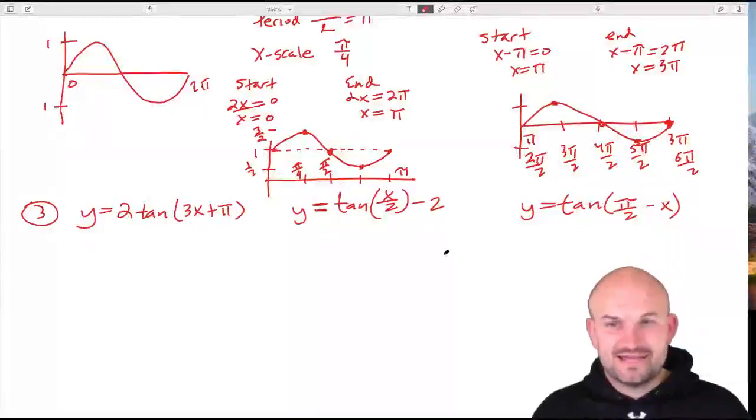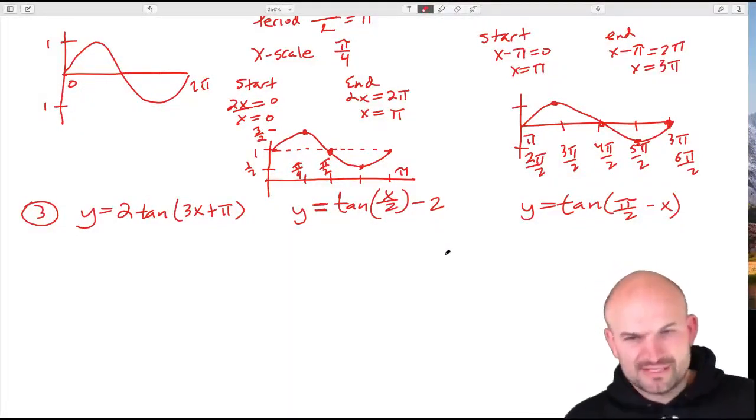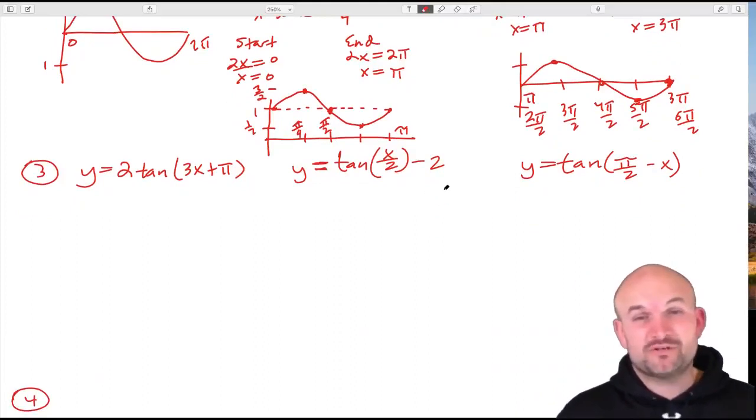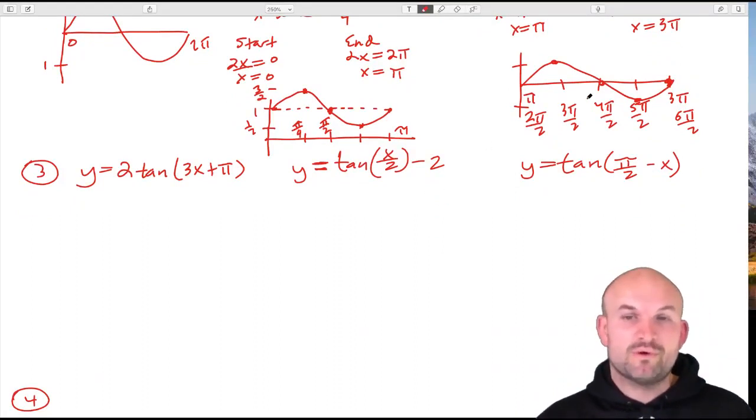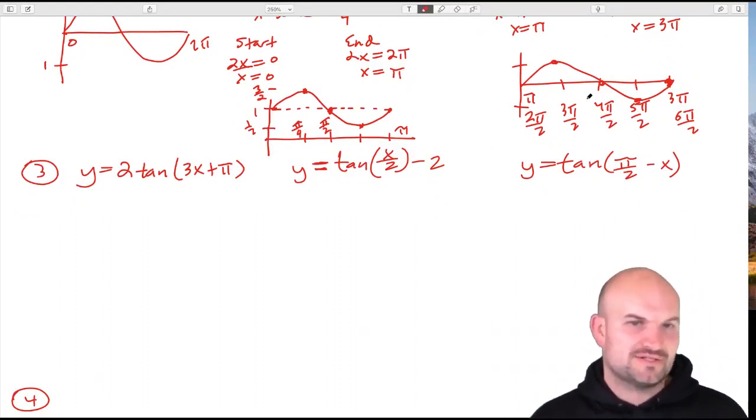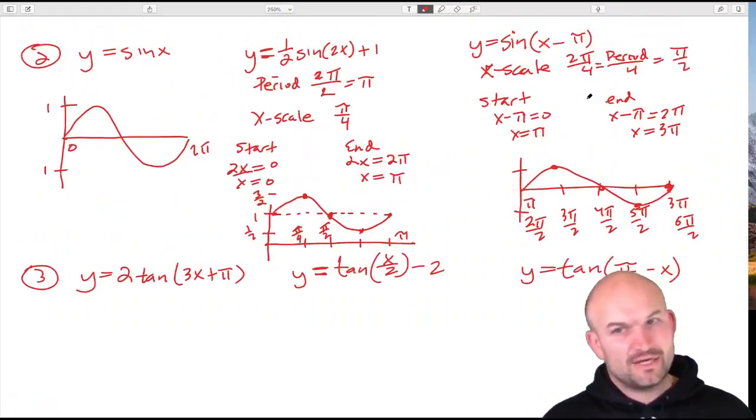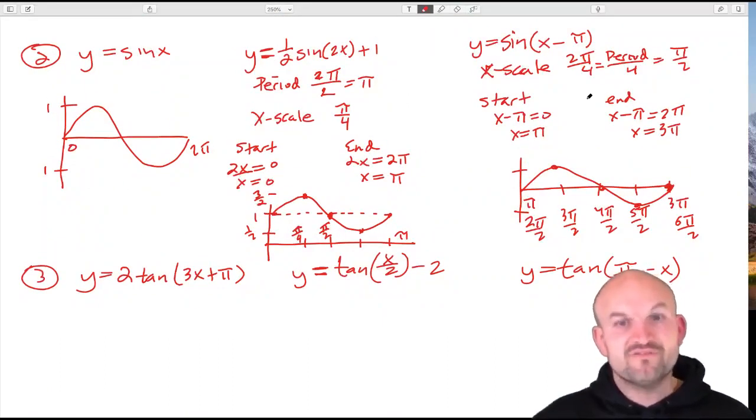So as far as tangent, I think we can just go and graph these. That's fine. Again, I'm just going to graph the initial period because all you would do to do more than one period is keep on adding those x scales. That's why it's very helpful to find the x scale, which is whatever the period is divided by 4.